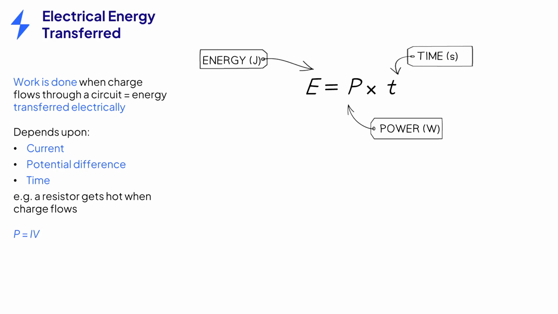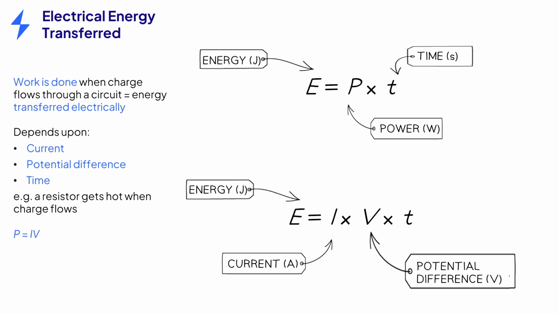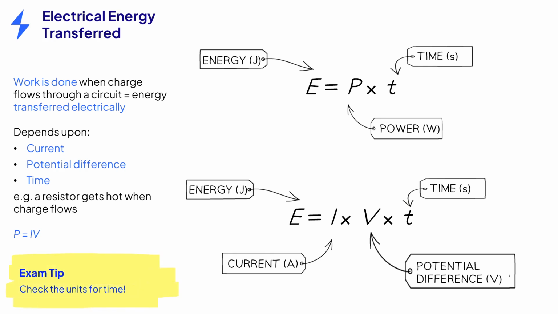Remember that power is equal to current times potential difference, so energy transferred electrically can also be calculated using the equation E is equal to I times V times T, where E is still energy measured in joules, I is current measured in amperes, and V is potential difference measured in volts. T is still the time measured in seconds. Always double check your units for time are in seconds, and if not, convert them.